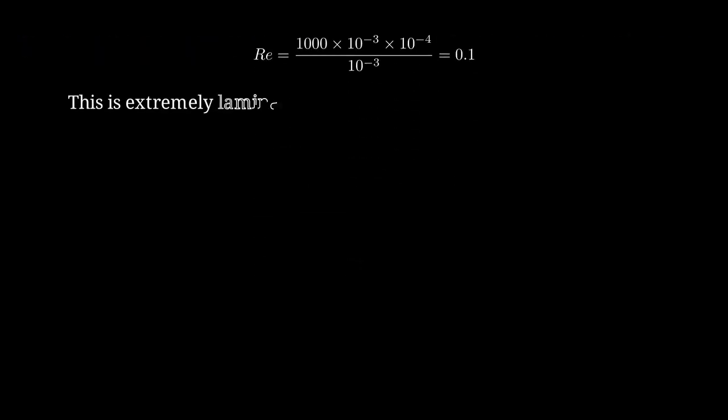A Reynolds number of 0.1 is extremely laminar. This means microfluidic systems have very predictable, controllable flow patterns. The AI uses this calculation to build intuition.